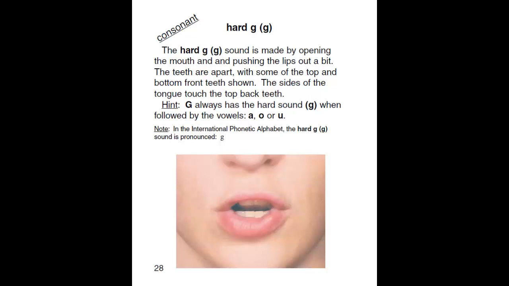Hard G. G. The hard G sound is made by opening the mouth and pushing the lips out a bit. The teeth are apart, with some of the top and bottom front teeth shown. The sides of the tongue touch the top back teeth. G.